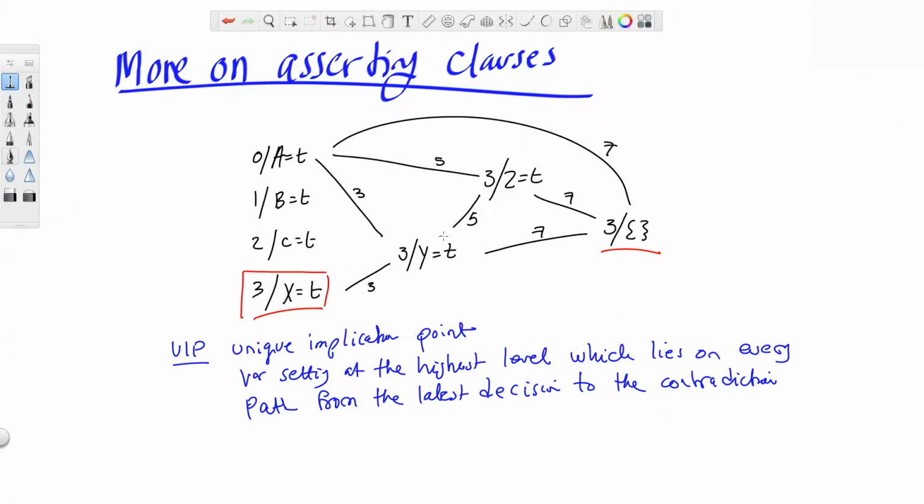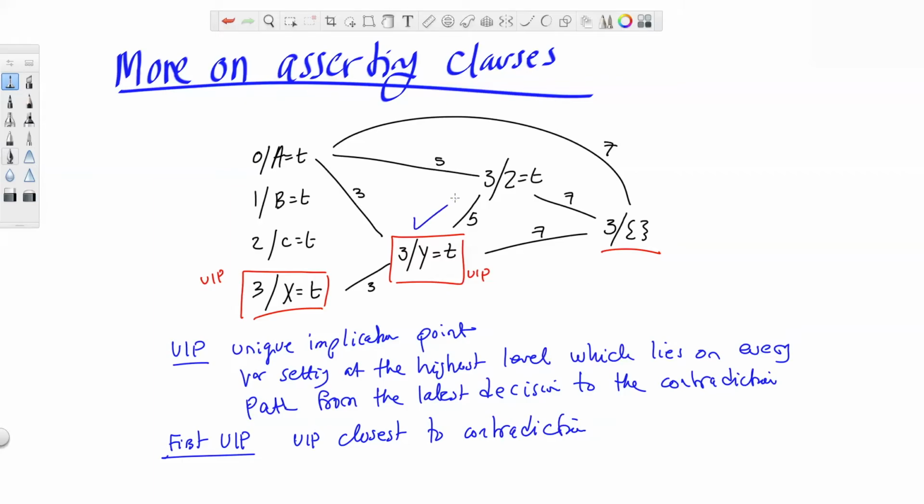How about this guy? Is this a UIP? If I go from this to that, do I have to pass through this? And people are saying yes. So this is a UIP as well, okay? So this is a UIP, and this is a UIP. What about this guy? Z equals true. Is this a UIP? No, I don't have to go through it, right? I can go this way. So basically we have two UIPs in this case. And then there is the notion of a first UIP, which is the UIP closest to the contradiction. So this would be this guy. That would be basically the first UIP.